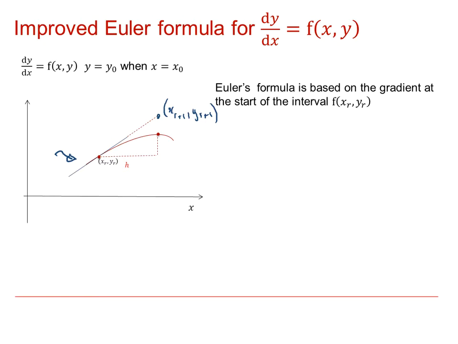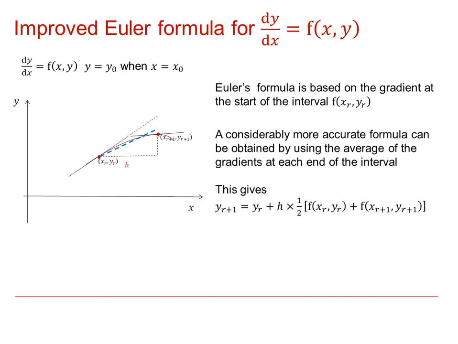We've also looked at the idea of using the gradient at the midpoint of the interval to be a better approximation. But there's yet another alternative which uses the idea of the gradient at each end of the interval. So if we look at the two gradients here and take the average of those, which is the dotted line, we can see that that is going to produce, in general, a better approximation than Euler's standard formula. So this method of using the gradient at each end of the interval and taking the average of those produces what is known as the improved Euler formula.